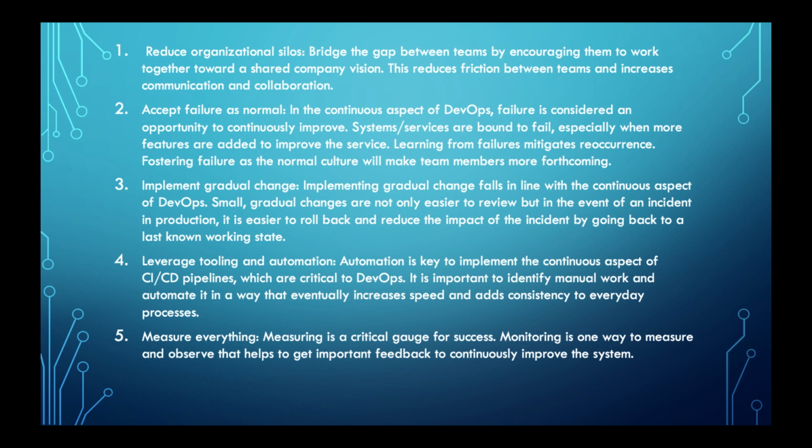Leverage tooling and automation. Automation is key to implement the continuous aspect of CI/CD pipelines, which are critical to DevOps. It is important to identify manual work and automate it in a way that eventually increases speed and adds consistency to everyday processes. Measure everything. Measuring is a critical gauge for success. Monitoring is one way to measure and observe that helps to get important feedback to continuously improve the system. That's all about the key pillars in DevOps.